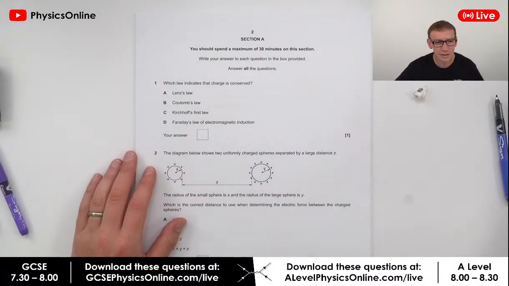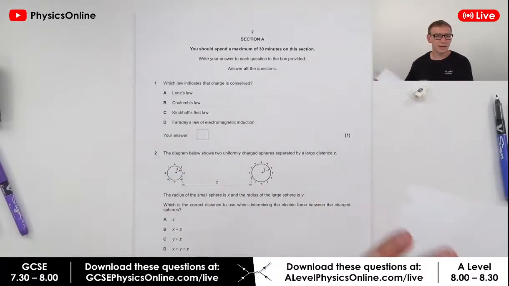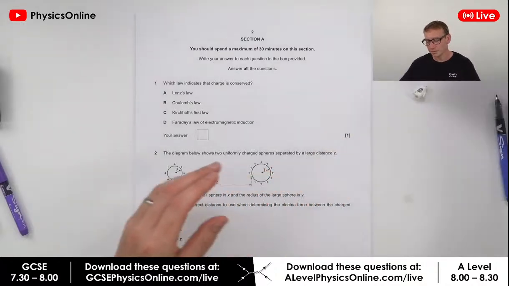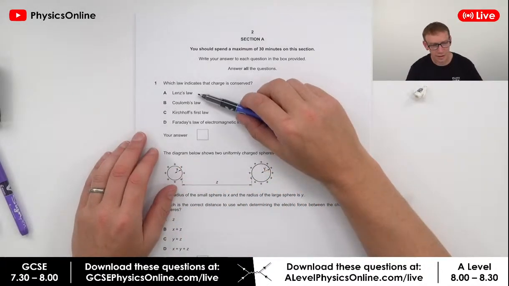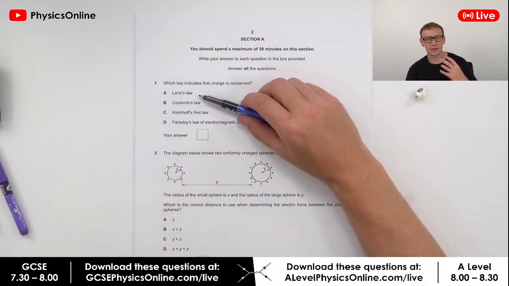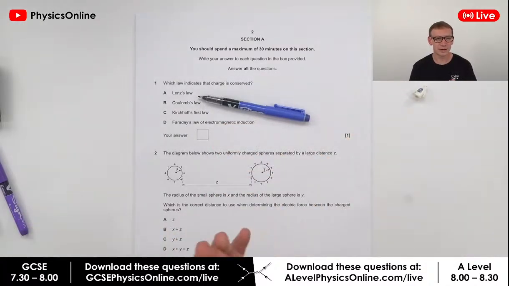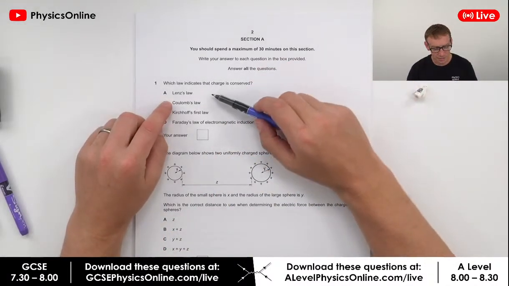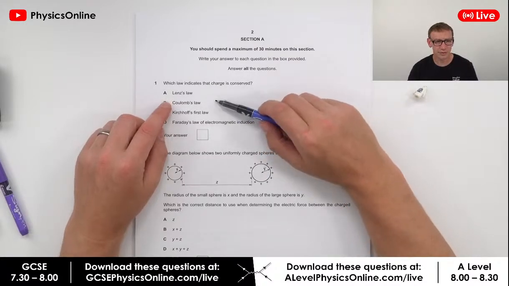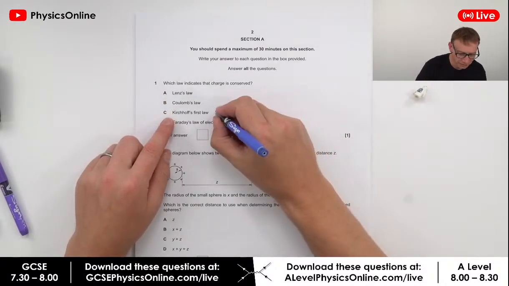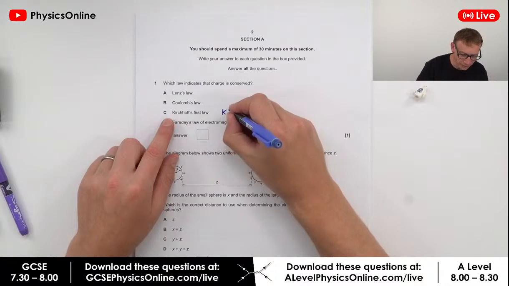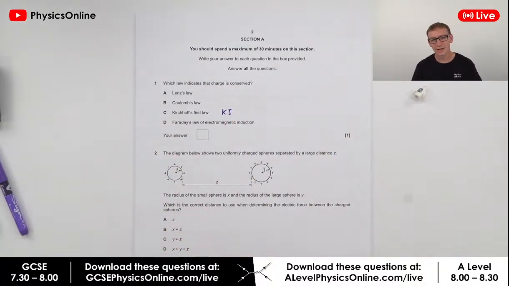Which law indicates that charge is conserved? Is it Lenz's, Coulomb's, or Kirchhoff's law? Lenz's law is to do with the negative sign if you're looking at the rate of change of EMF. Coulomb's law is actually to do with charges, but it's not about charges being conserved. Kirchhoff's first law, C, is the correct answer. This is because the current into and out of a junction is the same, and therefore the charge in per second must be equal to the charge out per second, and therefore charge is conserved.